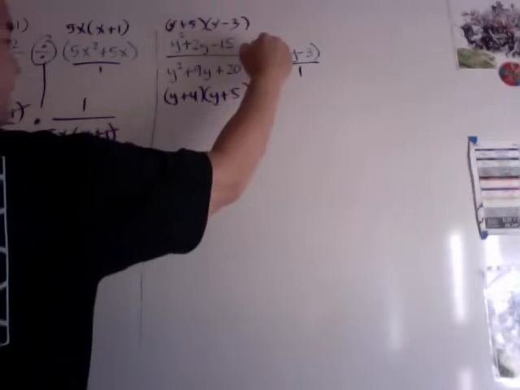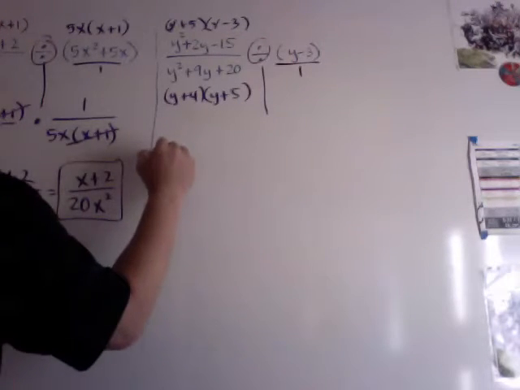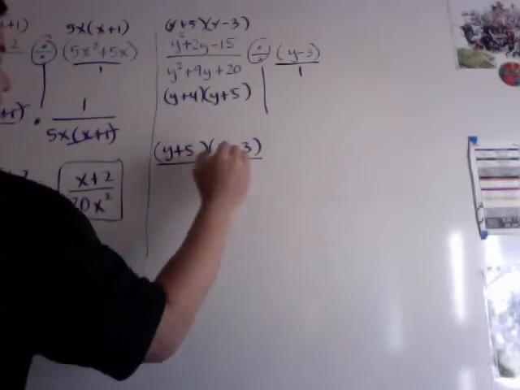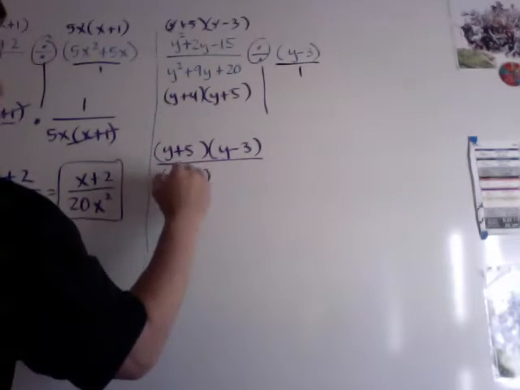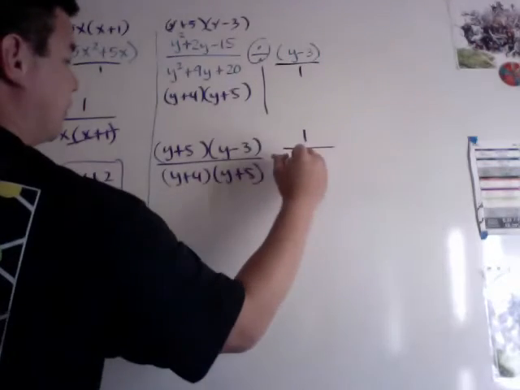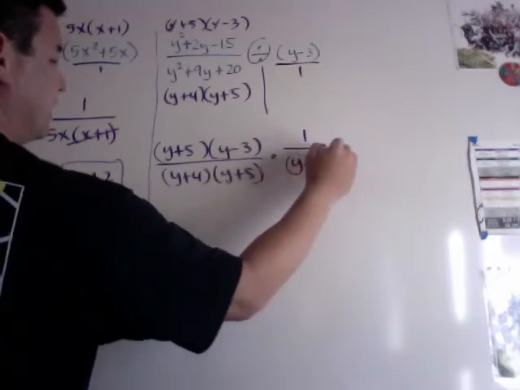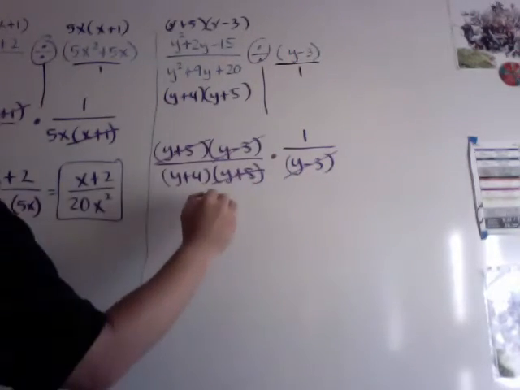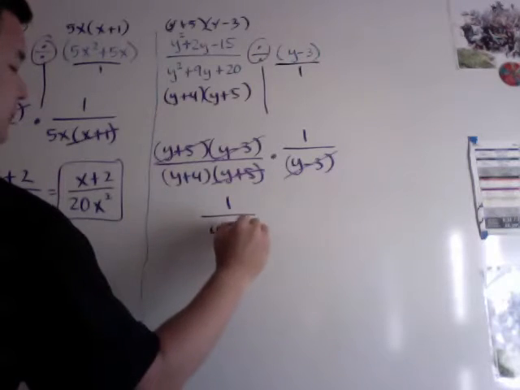And then I'm going to flip it. So I'm going to drop it down. So y plus 5, y minus 3, all over y plus 4, y plus 5. And I'm going to change it to 1 over y minus 3. I'm going to cancel these out. I'm going to cancel these out, and I'm left with 1 over y plus 4.